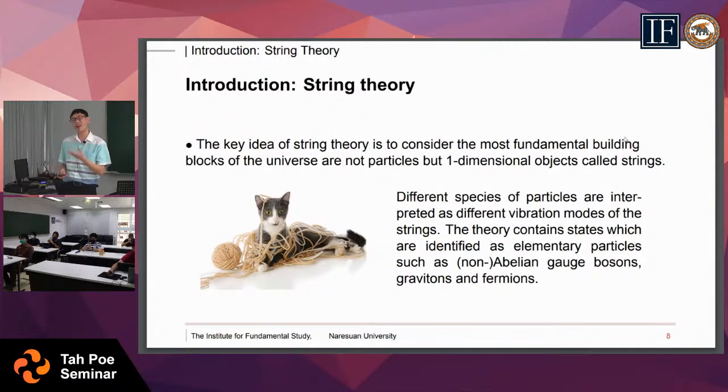The state of a string can be identified with many elementary particles, such as gauge bosons, either non-abelian or abelian gauge bosons, and more of it contains a massless spin-2 symmetric traceless particle, which can be identified as the graviton. Some physicists say that string theory could be the theory of quantum gravity, but that is another topic. It's not the topic that we are going to discuss today.